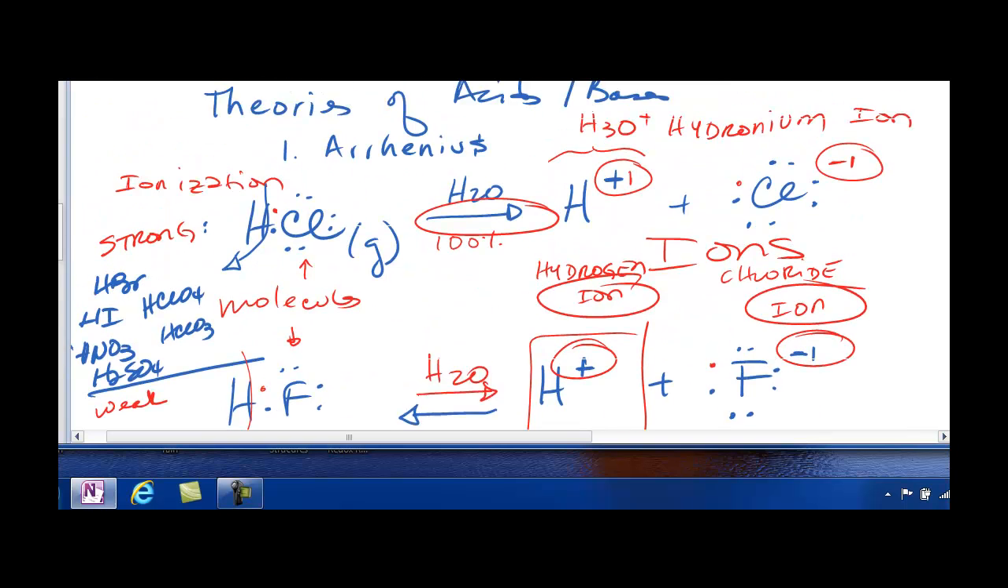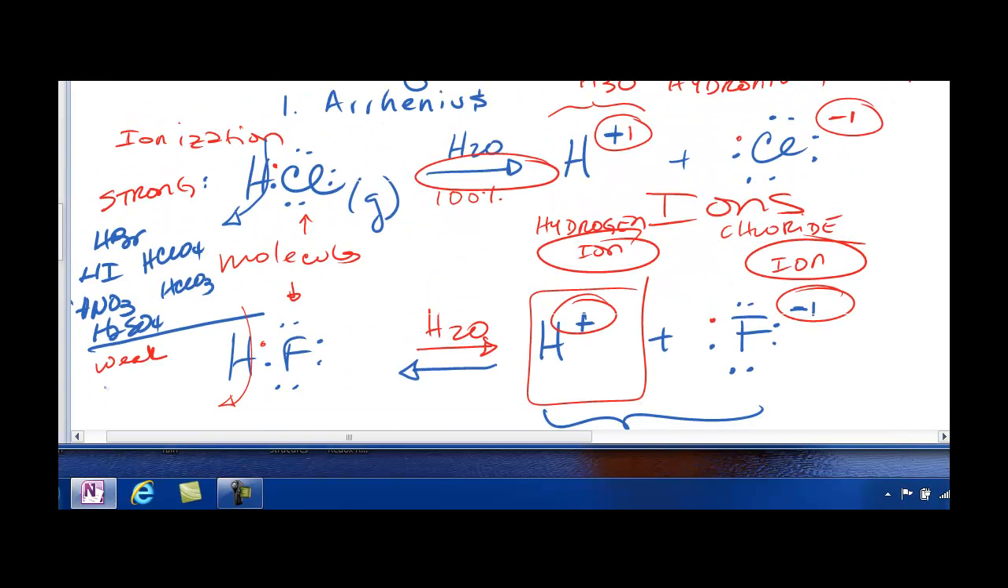I put the double arrow because it's a weak acid. Meaning these two combine and they form this one. So my reverse reaction is taking place. That's what the double arrow means. So I no longer have 100% ions. I have my molecules of HF, hydrogen fluoride, as well.